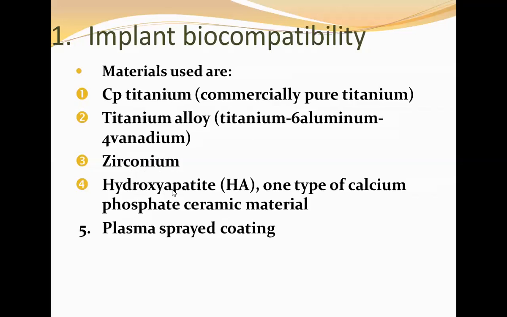So we can add on certain materials over your dental implant, such as HA, hydroxyapatite, one type of calcium phosphate ceramic material, which we spray over your dental implant. Sometimes we spray plasma over your implant in order to enhance bone formation. So these are also biocompatible materials which are added on to your dental implants.